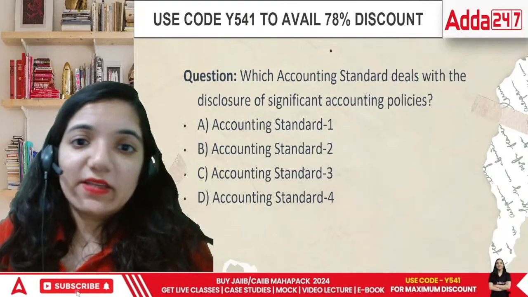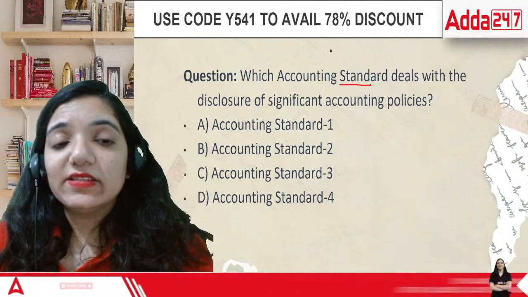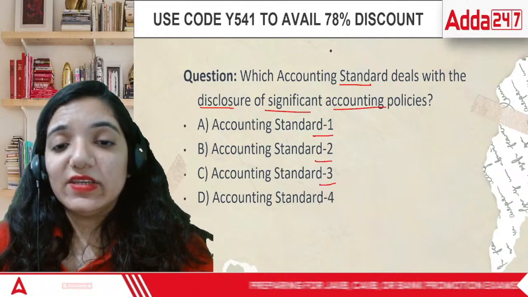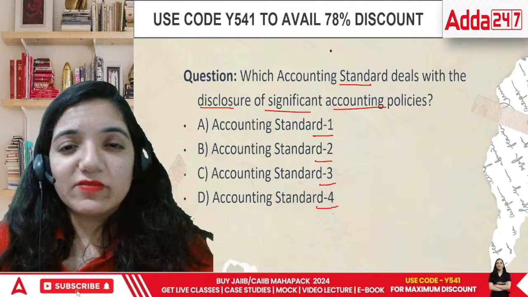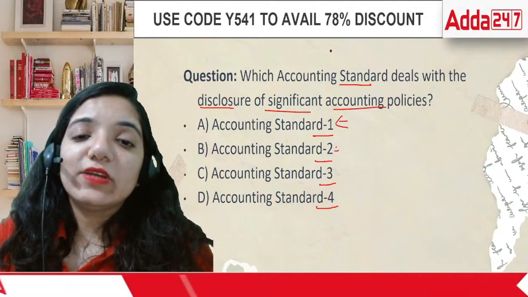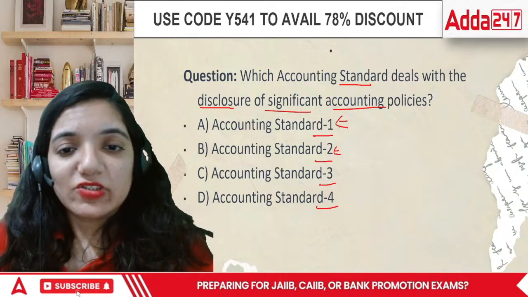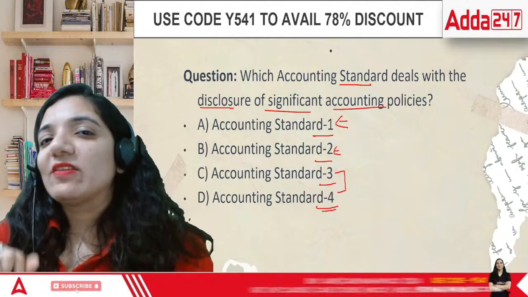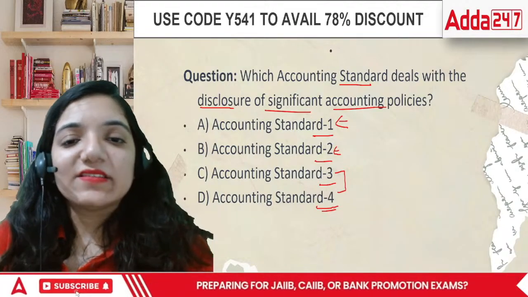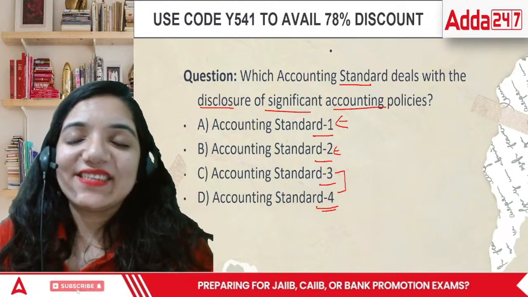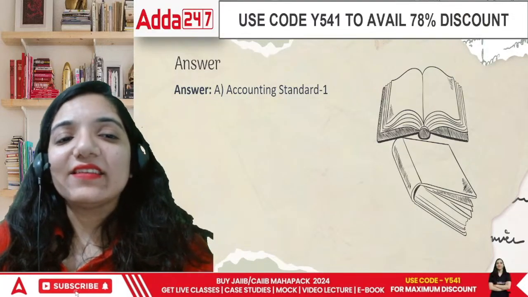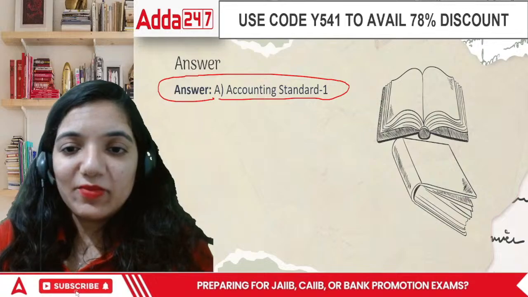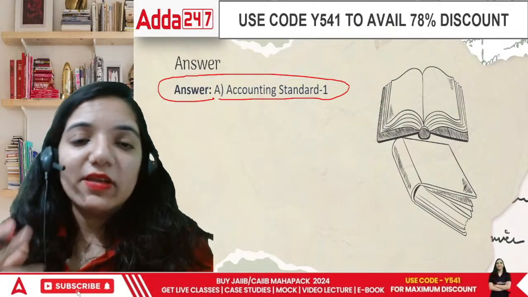Then comes the question: which accounting standard deals with the disclosure of significant accounting policies? AS 1, AS 2, AS 3, AS 4. The accounting standard that deals with disclosure is AS 1. AS 2 is for inventory valuation, which we just talked about. Then next, AS 3 and AS 4. Please write about the same in the comment section, I'll be waiting for your answers: what is AS 3 and what is AS 4? The answer here is AS 1, that is Accounting Standard 1. Complete disclosure is stated in this particular standard itself.